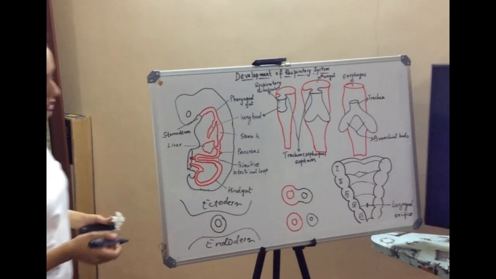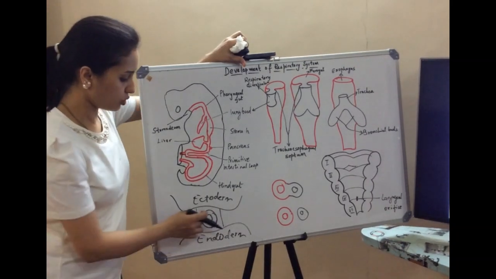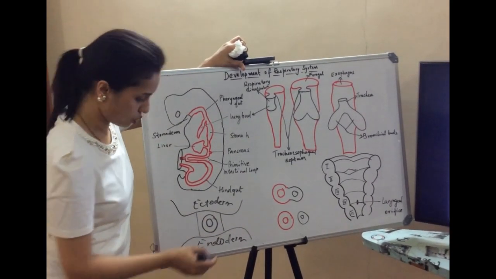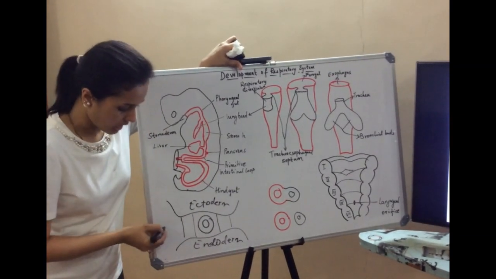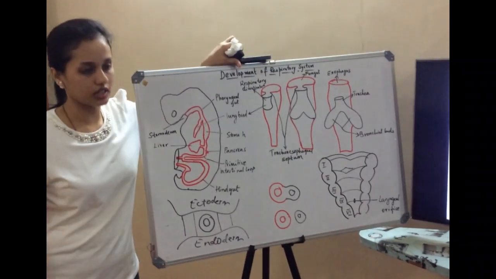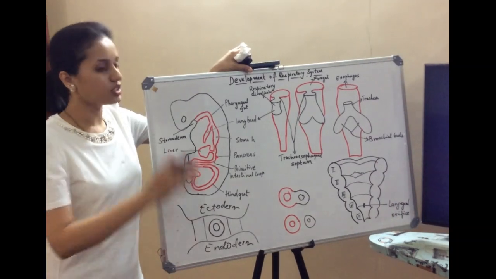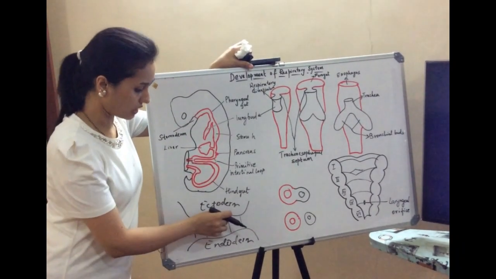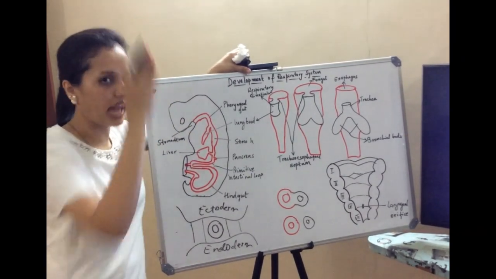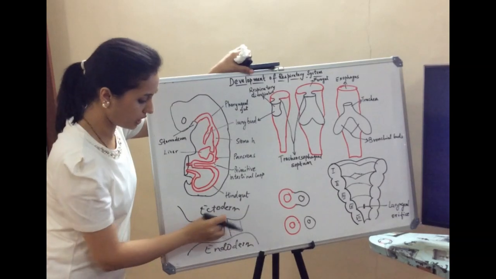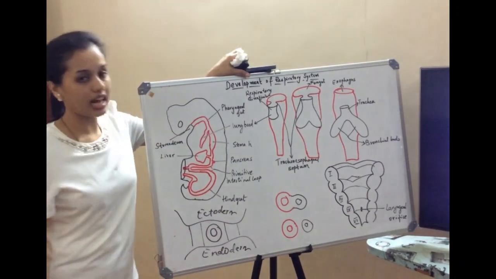This mesoderm is divided into three areas. The one lying on either side of the neural tube is called the para-axial mesoderm. Then in the middle is called the intermediate mesoderm, and the rest, which forms the lateral-most area, is called the lateral mesoderm. So the intraembryonic mesoderm is divided into three areas. Para-axial, because it is on either side; para means on either side of the axis. Then the middle one is the intermediate mesoderm, and the lateral-most is the lateral mesoderm.